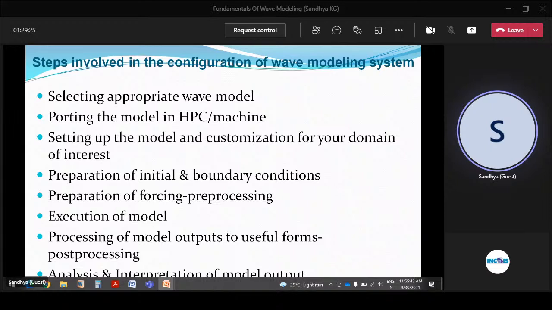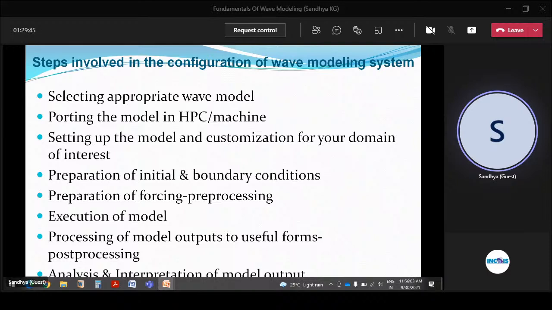Now, setting up the model and customization of your domain of interest, preparation of initial and boundary conditions, and preparation of forcing fields is called pre-processing, and then the execution of the model is called the model run.